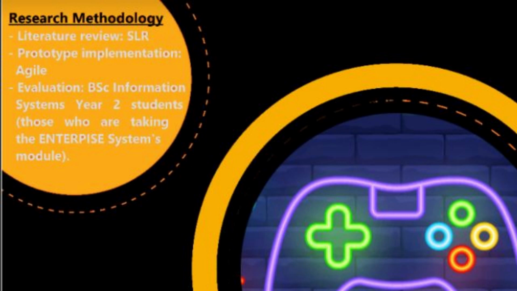For the evaluation part, information system students in level 2 are already learning about ERP the traditional way in a module called enterprise system. So a pre-test and a post-test would be easily doable.